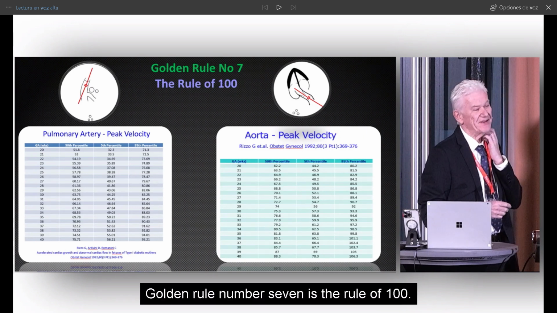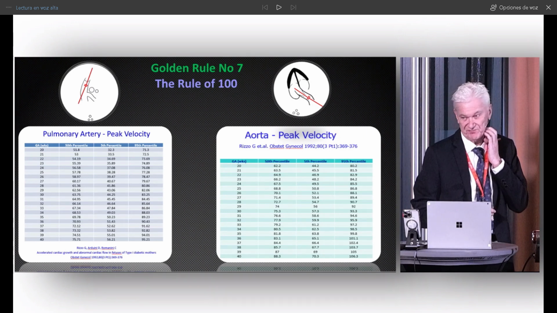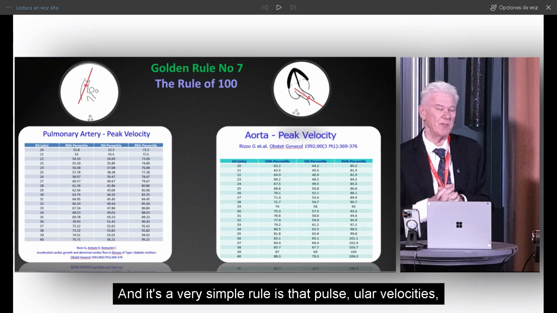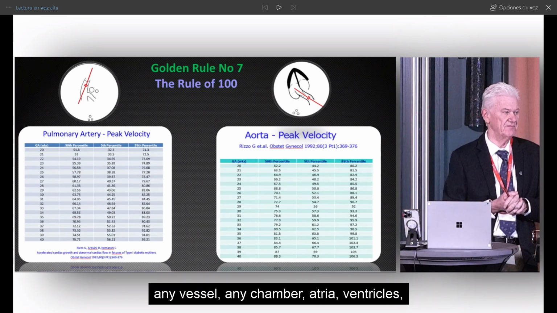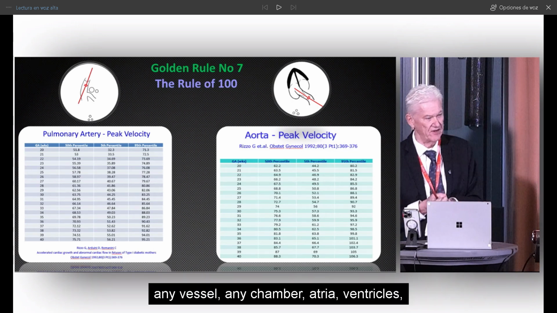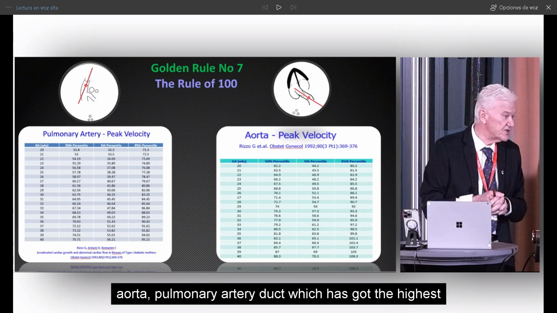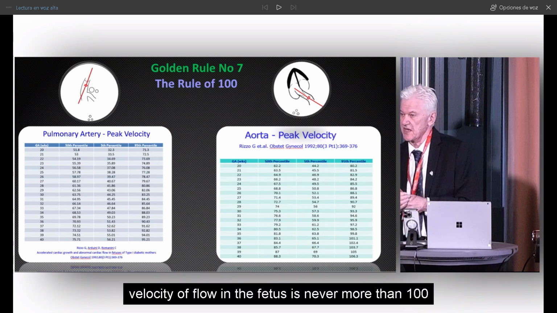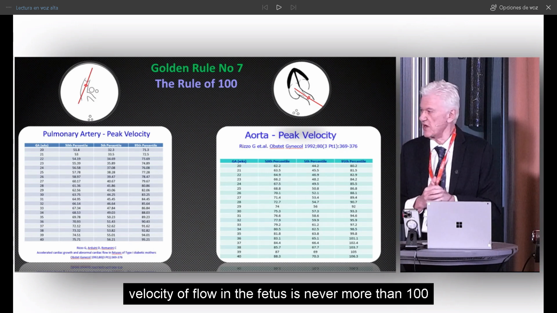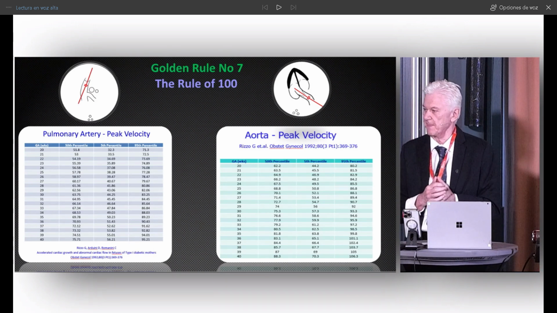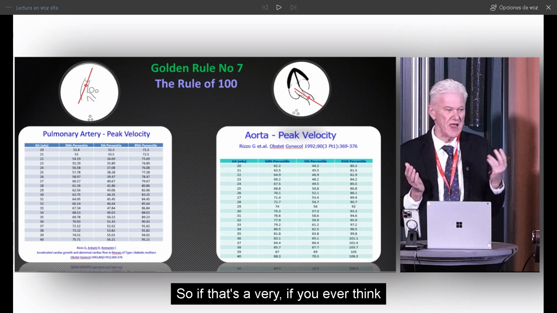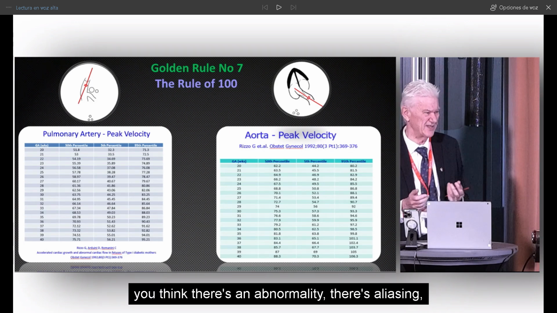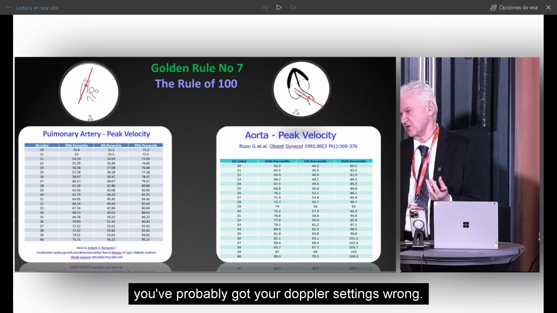Golden rule number 7 is the rule of 100. And it's a very simple rule: pulse Doppler velocities of any vessel, any chamber, atria, ventricles, aorta, pulmonary artery, the duct, which has the highest velocity of flow in the fetus, is never more than 100 in the mid-trimester. So if you ever think, because Doppler can produce such crazy images, that there's an abnormality, there's aliasing, you've probably got your Doppler settings wrong.